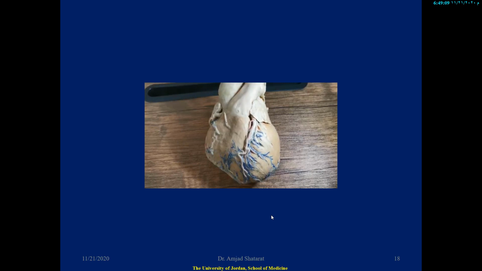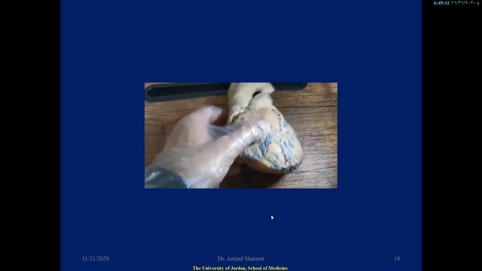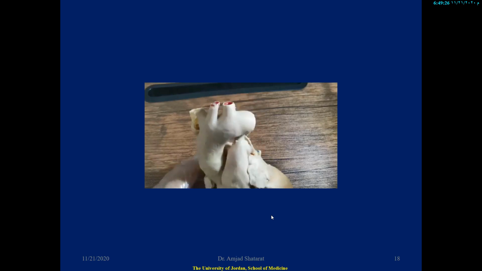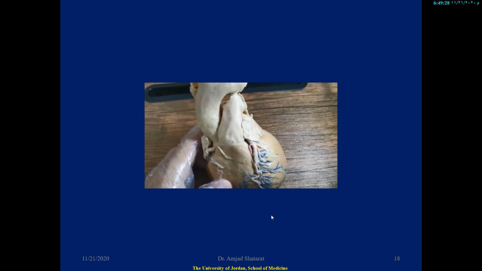On the left side, it's not, as you might expect, the left coronary artery. It is rather its branch, the circumflex artery. Why is that? Simply, we will talk about it.